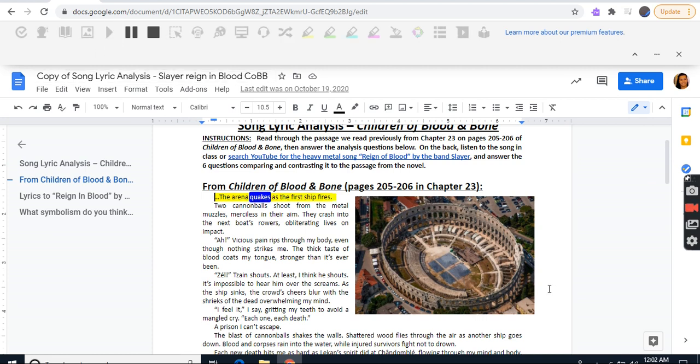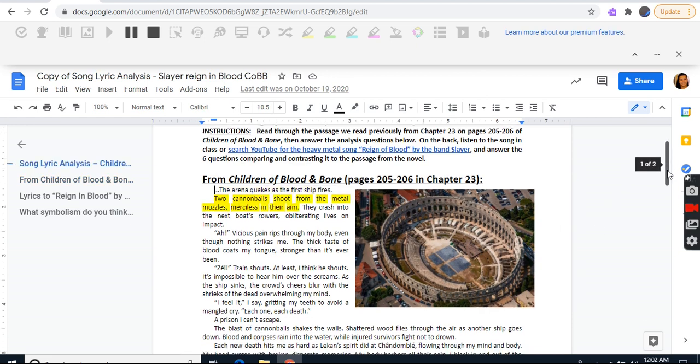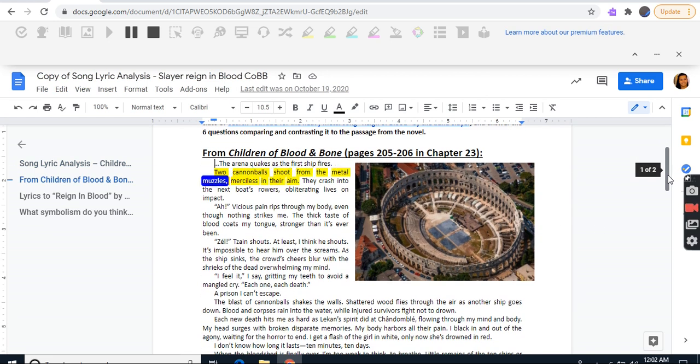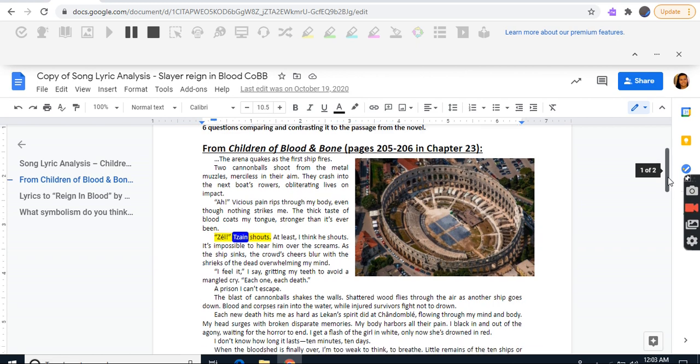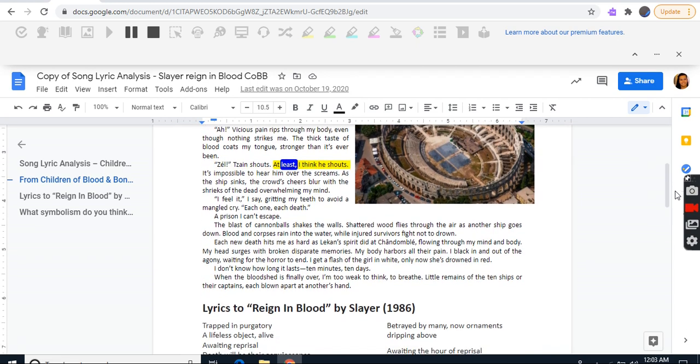The arena quakes as the first ship fires. Two cannonballs shoot from the metal muzzles, merciless in their aim. They crash into the next boat's rowers, obliterating lives on impact. Vicious pain rips through my body, even though nothing strikes me. The thick taste of blood coats my tongue, stronger than it's ever been. Lucan shouts, "Zell!" At least, I think he shouts. It's impossible to hear him over the screams.